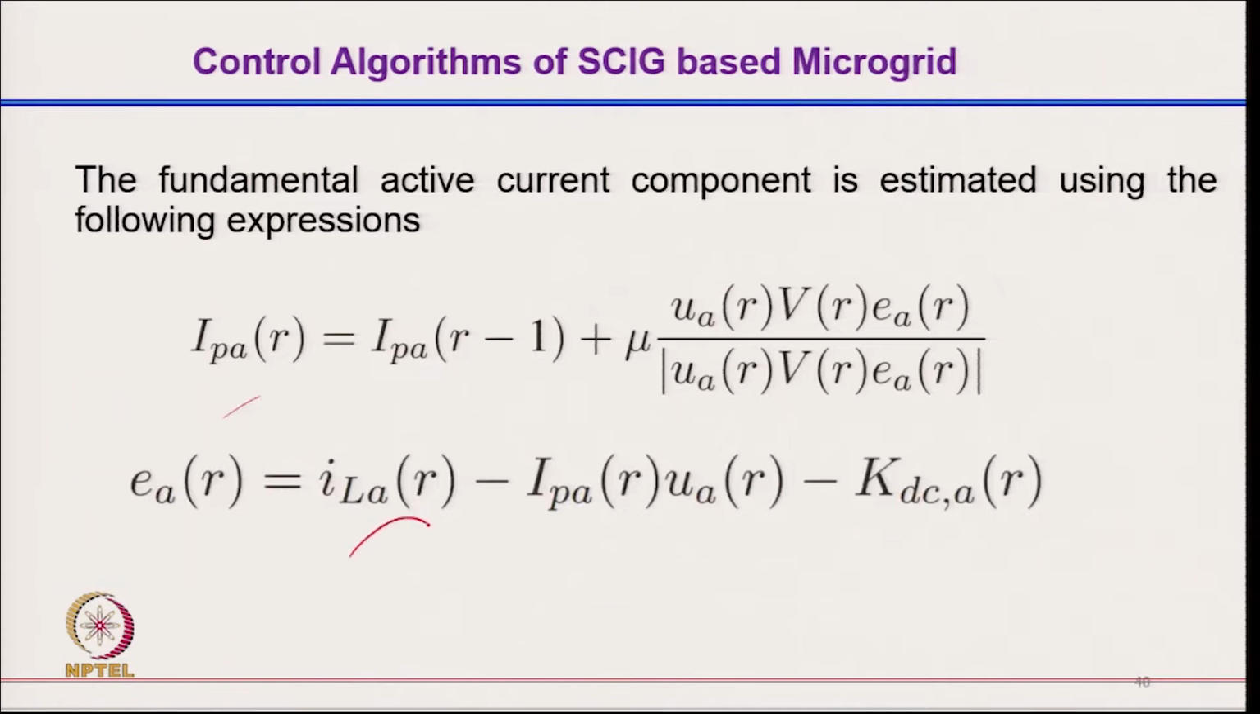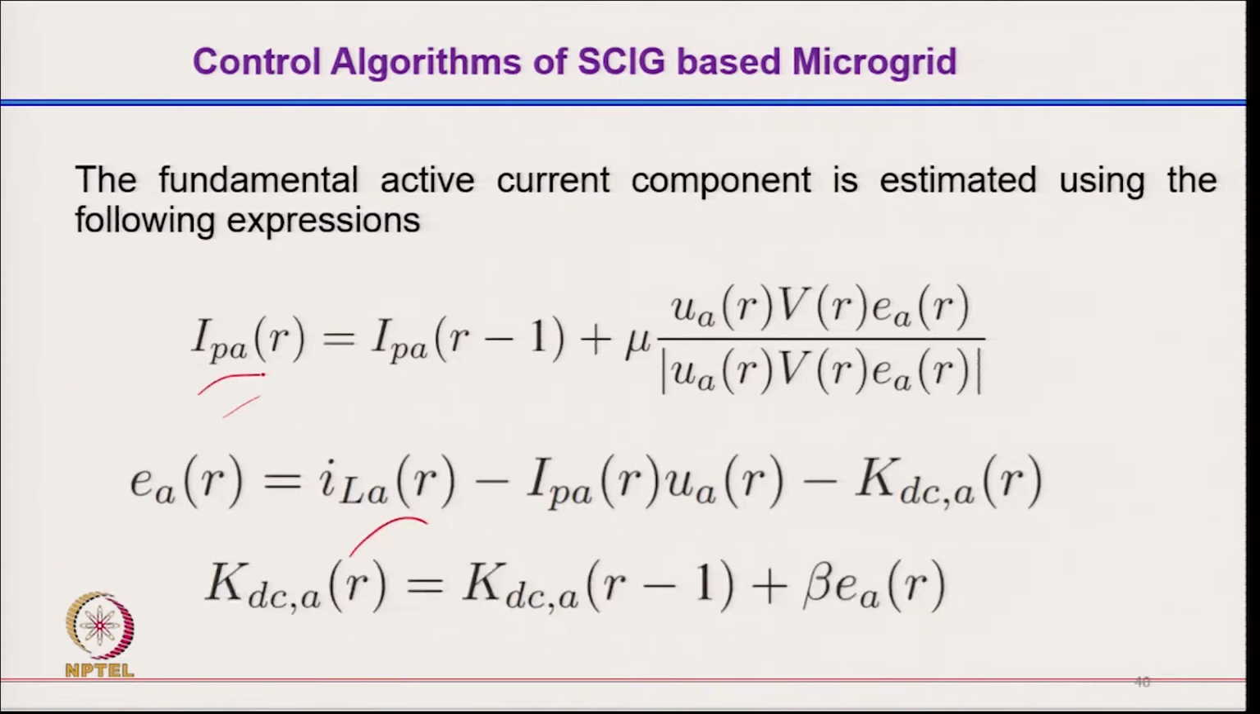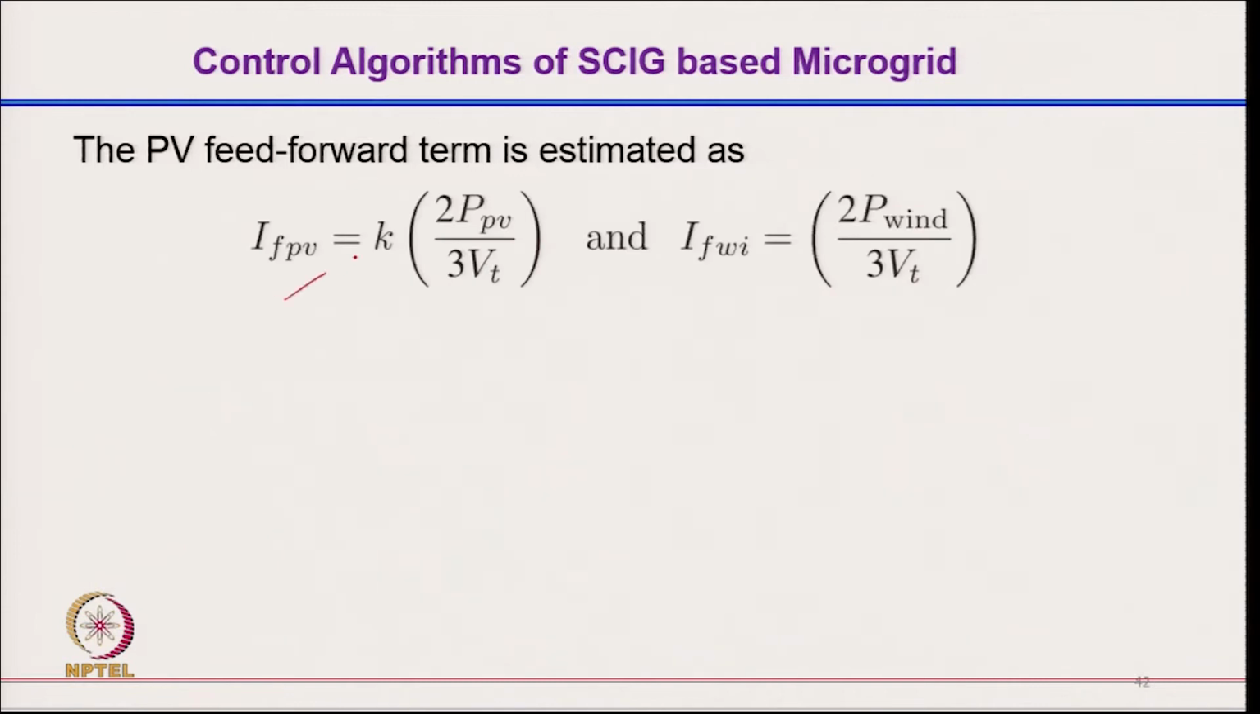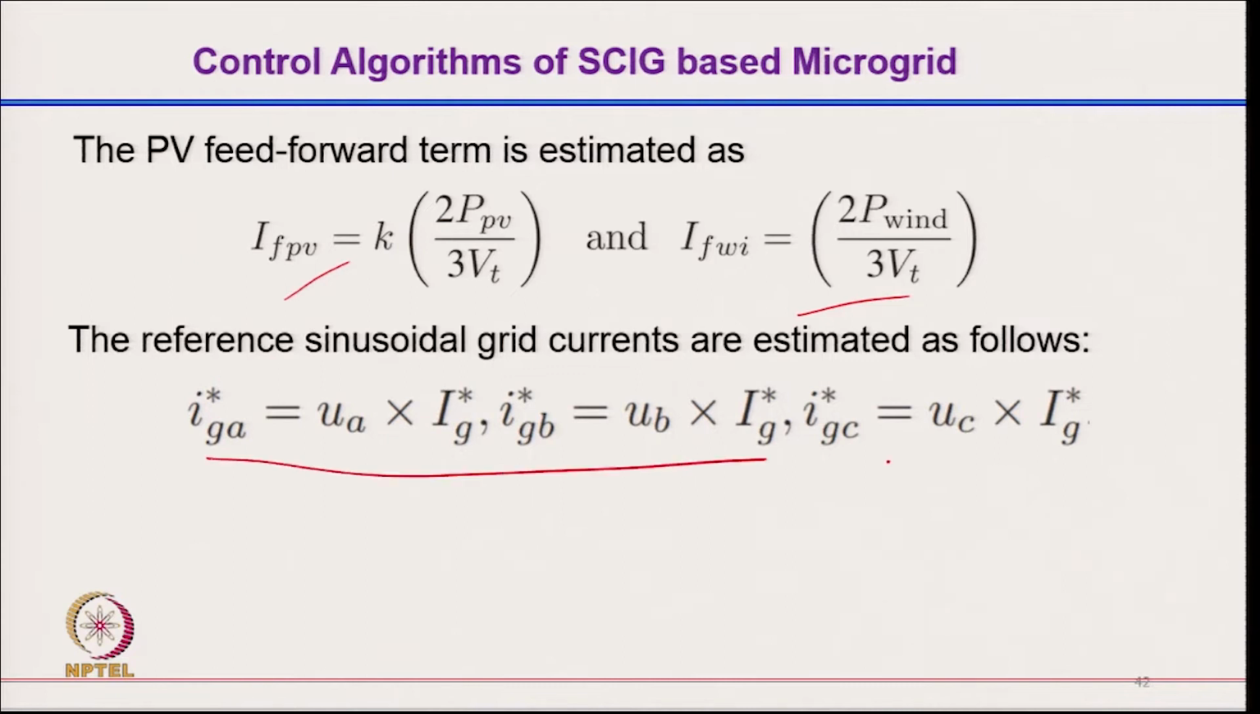From the load current, this is the fundamental extracted current, and of course the constants used in this algorithm come from this algorithm. These are for phases A, B and C, and then you take the feed-forward term for solar and the feed-forward term from the wind, and you get a reference grid current from this relation between the template and the amplitude of the grid current.